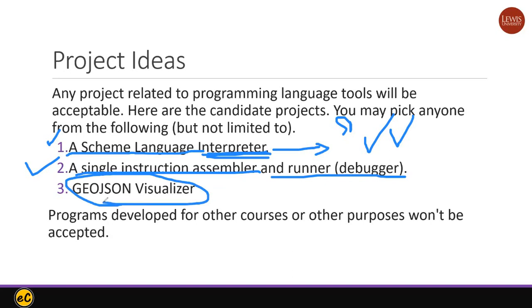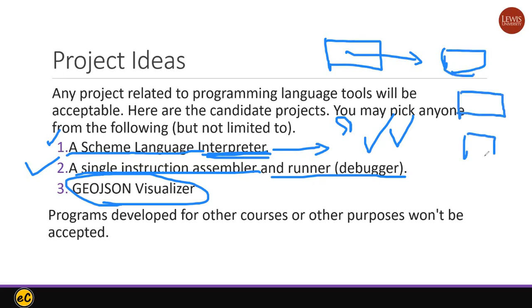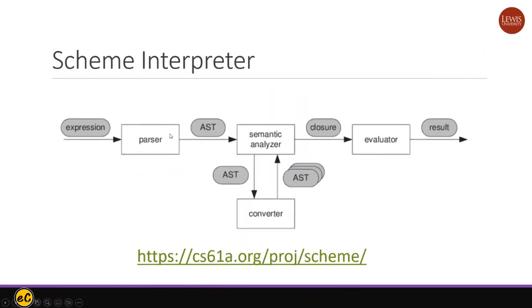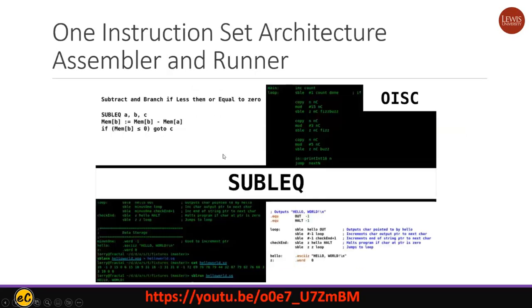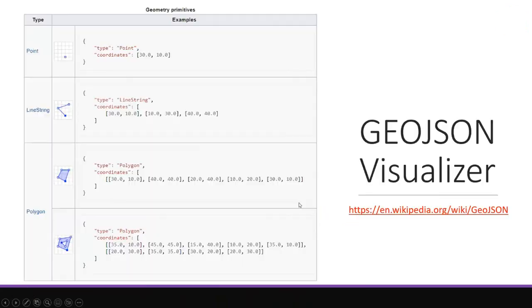Third one, a GeoJSON visualizer. You translate some GeoJSON file to a physical geometrical object and draw it. That is also okay. So anything involving language translation would be acceptable. You can write a simple Scheme interpreter, or you do a one-instruction assembler, or you work on a GeoJSON visualizer. Any language translation would be acceptable.